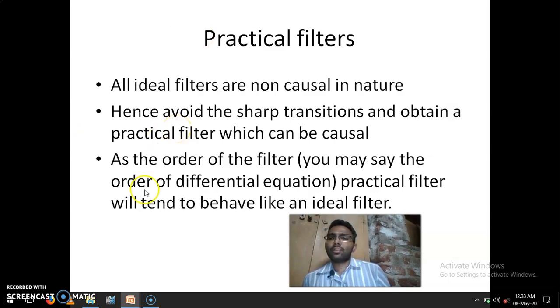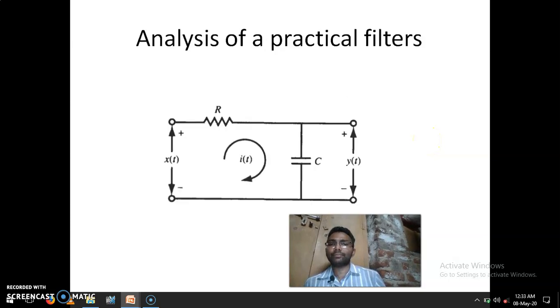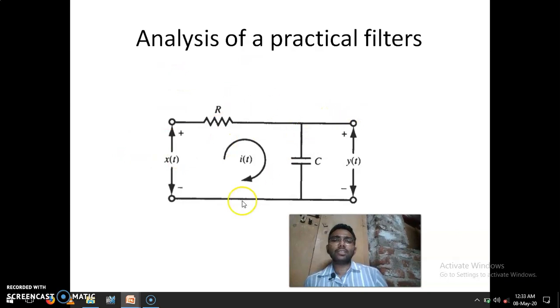Now, if the order of the filter is increasing, what do I mean by order of the filter? You can say that it is the order of the differential equation as of now for your understanding. So, if the order of the filter is increasing, then the practical filter will tend to behave like an ideal filter. So, let us see an example of a practical filter. This is a well-known system to you, which is the typical passive RC filter.